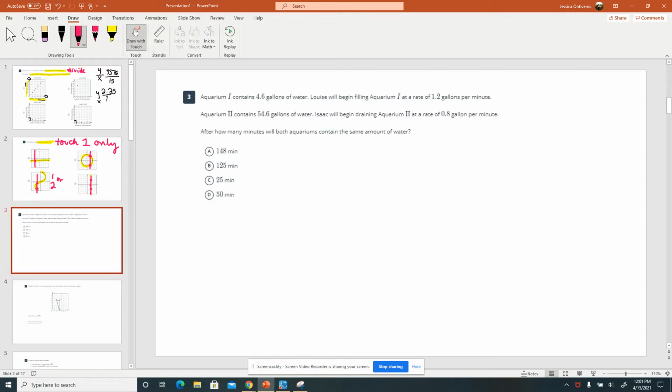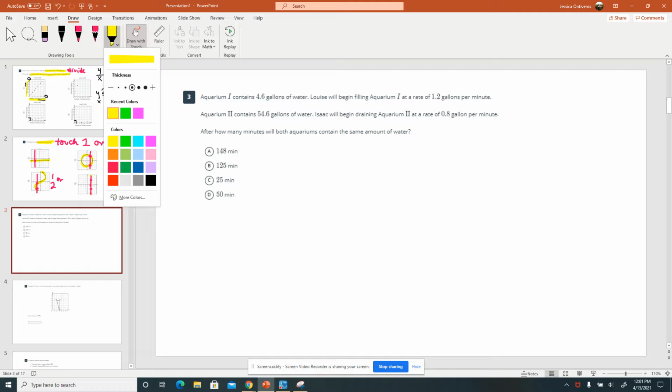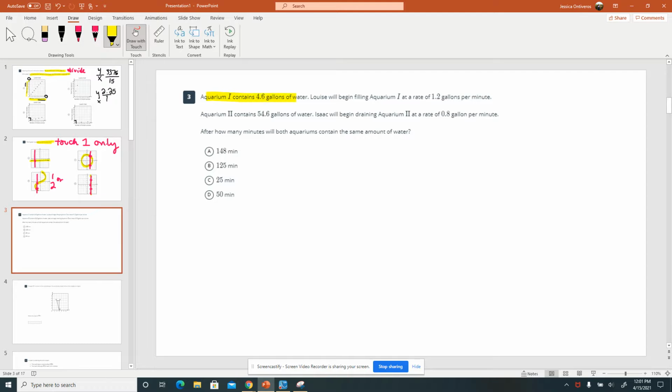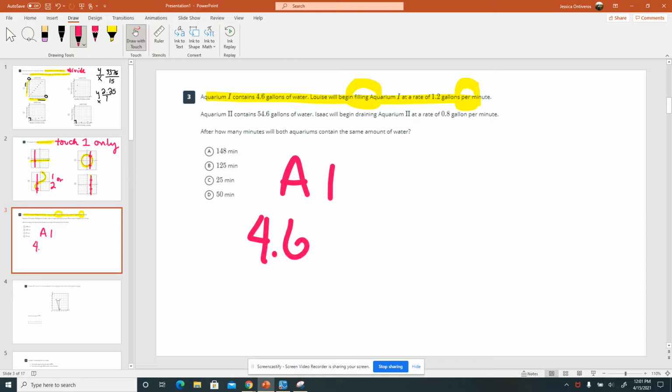For number 3, we're going to go ahead and write an equation. It says the aquarium 1 contains 4.6 gallons of water. Louis will begin filling. This is a keyword. At a rate of 1.2 gallons per minute. Okay, so right here, aquarium 1, you have 4.6 gallons and you start filling.